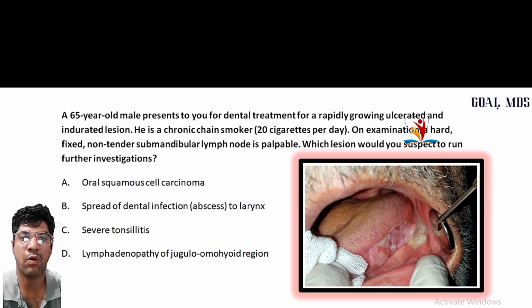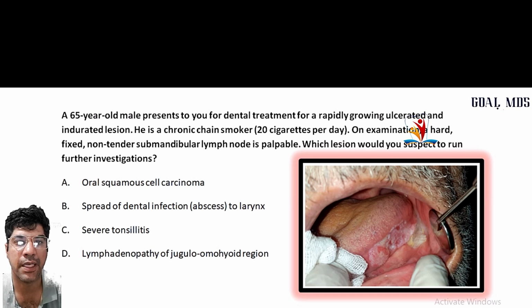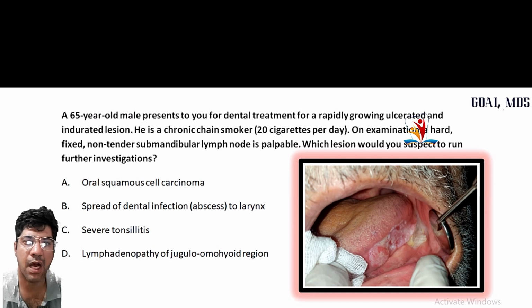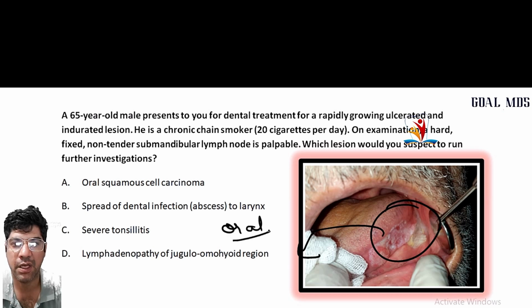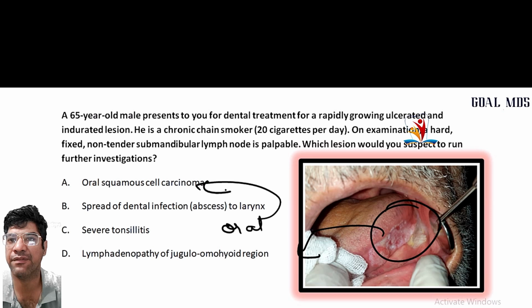A 65-year-old male presents to you for dental treatment with rapidly growing, ulcerated and indurated lesions. He is a chronic chain smoker, 20 cigarettes per day. On examination, you will see a hard, fixed, non-tender submandibular lymph node. It is palpable. Since it is a rapidly growing, ulcerated, indurated lesion and the patient is a chronic chain smoker with a hard, fixed, non-tender submandibular lymph node, that will raise a significant concern for oral squamous cell carcinoma.